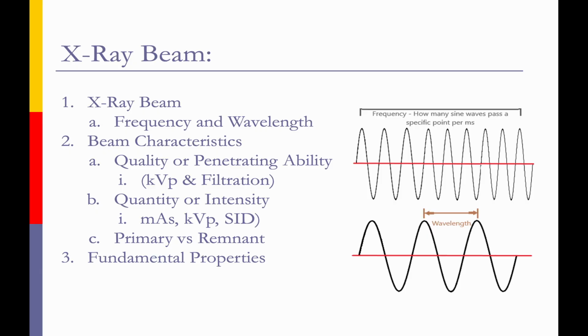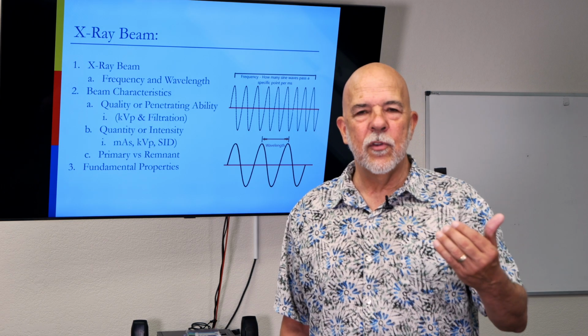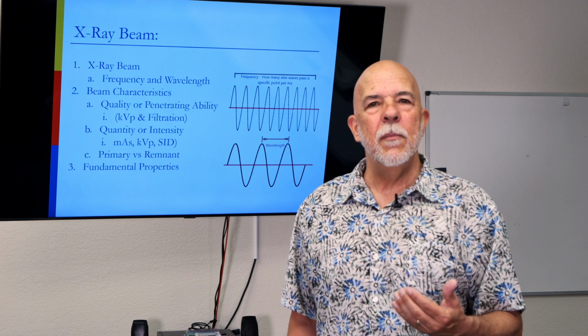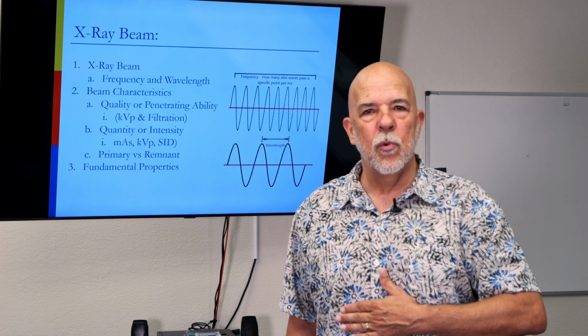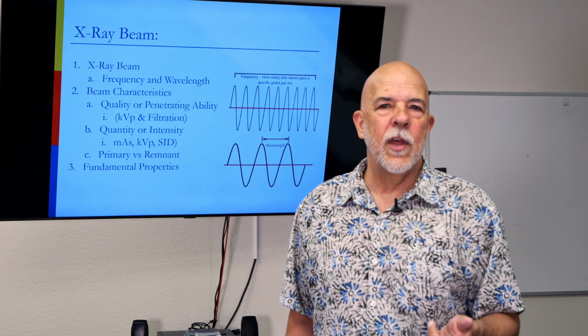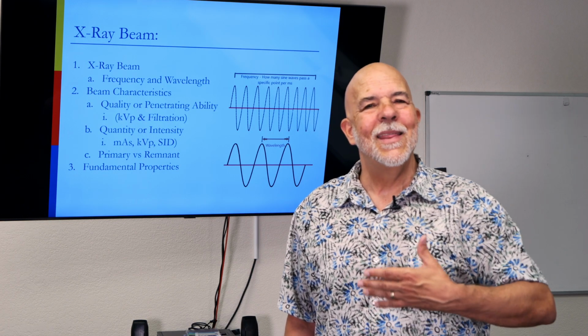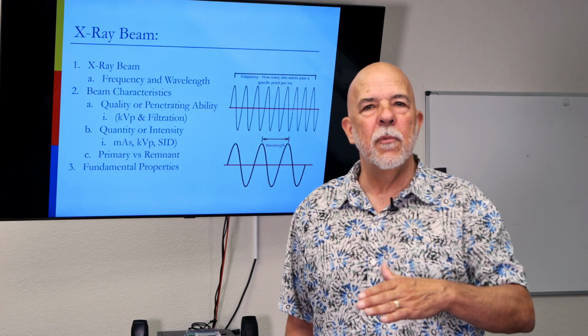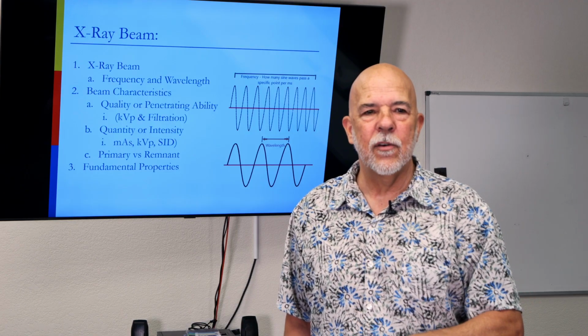So the last one is the difference between primary and remnant radiation. The primary beam is what's coming out of the X-ray tube directed towards the patient. The remnant beam is once the beam goes through the patient, there's a certain amount that is absorbed or turned into secondary and scatter radiation. That part being eliminated is our remnant beam that's going from the patient to the detector.